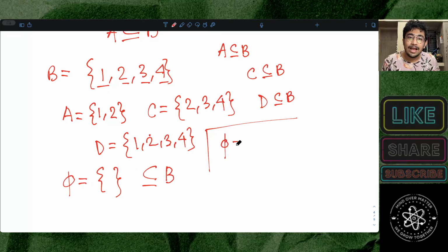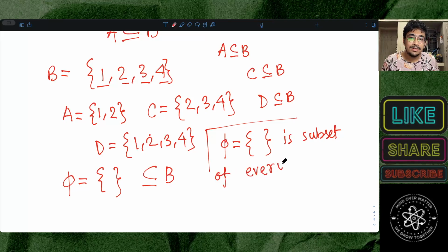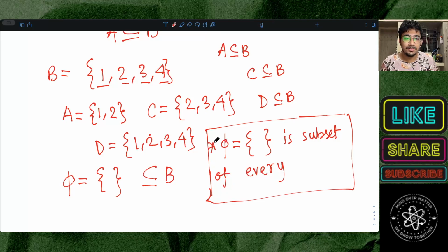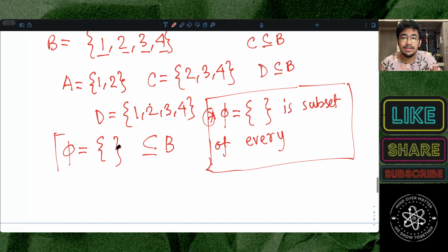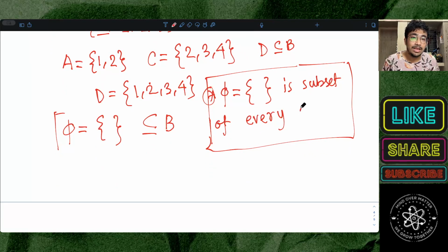And phi is basically a subset of every set. The null set is a subset of every set. This is a very important concept. With the same analogy I used here, phi is a subset of every set. Sorry, I forgot to write the word set.